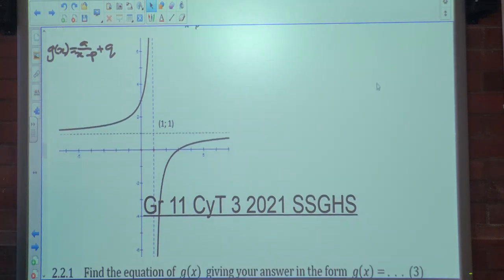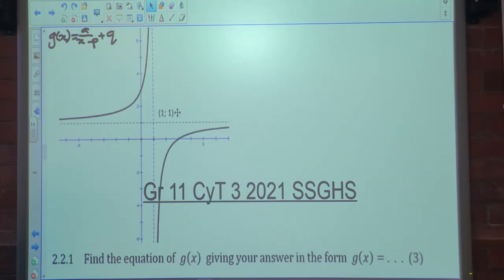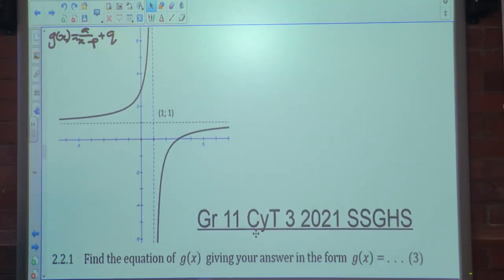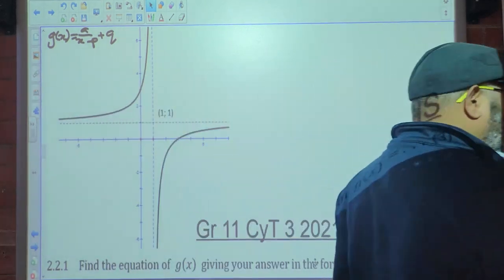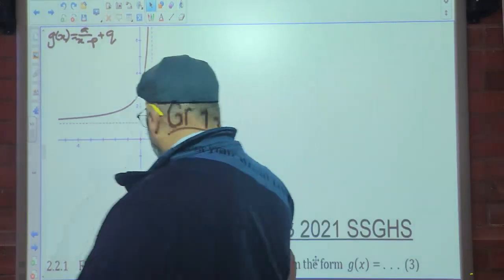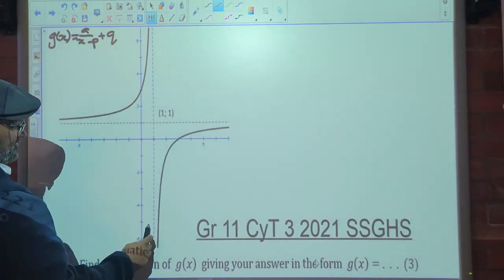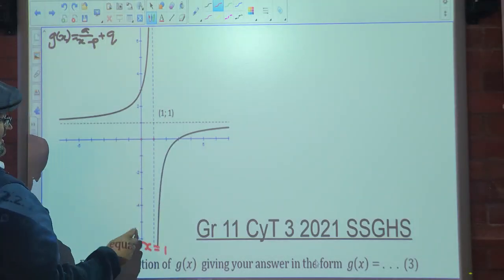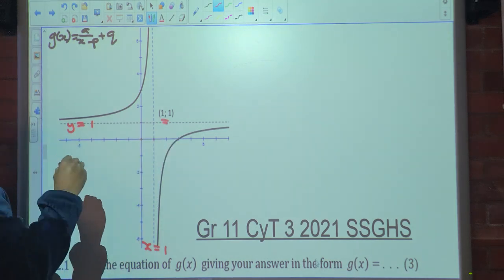The question says, find the equation of g of x, giving an answer in the form g of x is equal to. So what type of graph is g of x? It's a hyperbolic graph. As you can see, the equation of this line here is x is equal to 1. And this line is y is equal to 1.